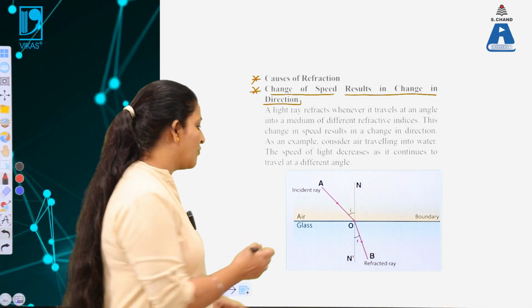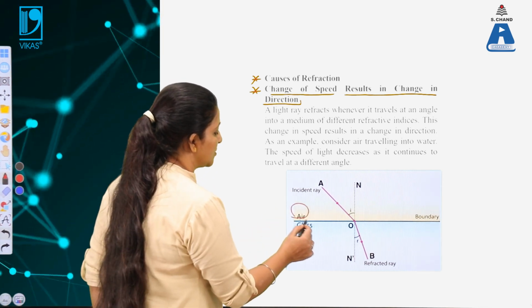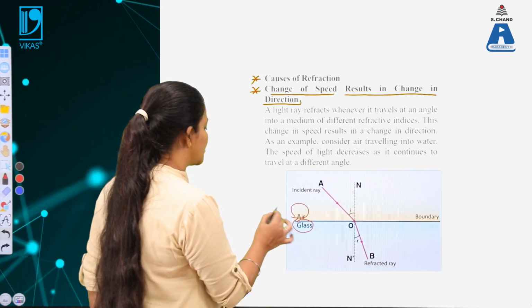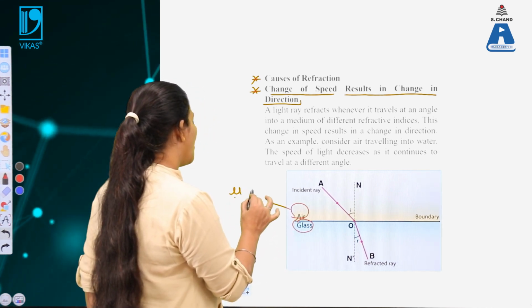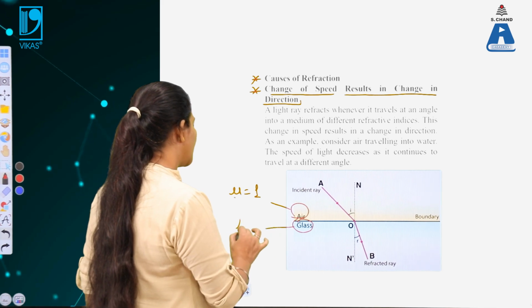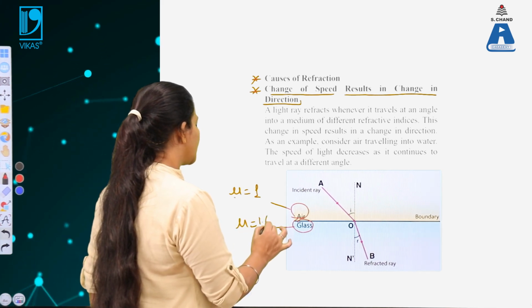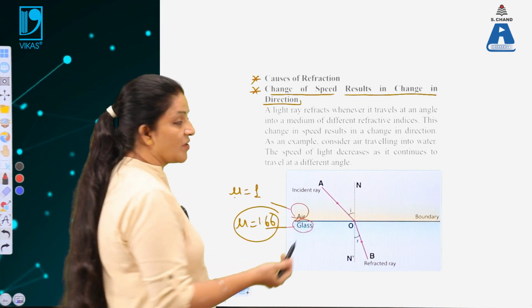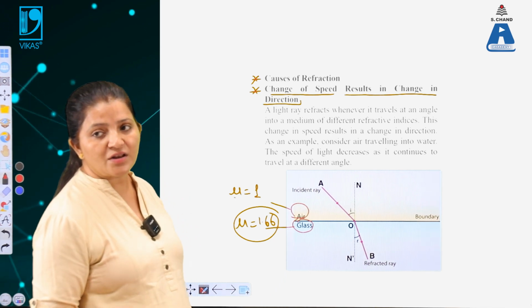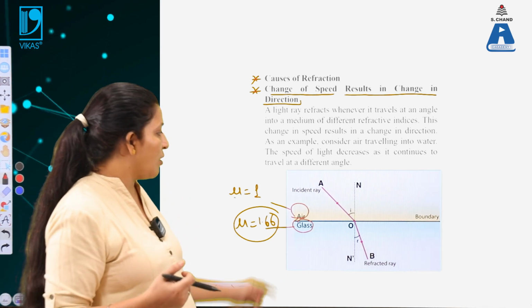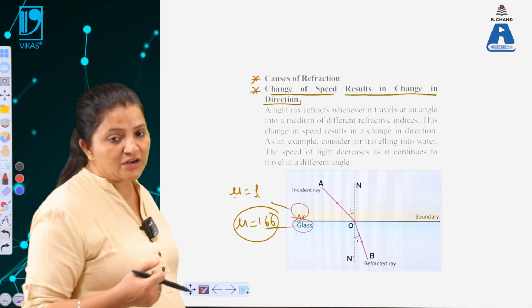One media is air over here and the second media is glass. We know that the refractive index of air is 1, while the refractive index of glass is 1.66 something, depending upon the properties of the glass. So, we can take the refractive index of the glass over here. Now both are having a different refractive index.